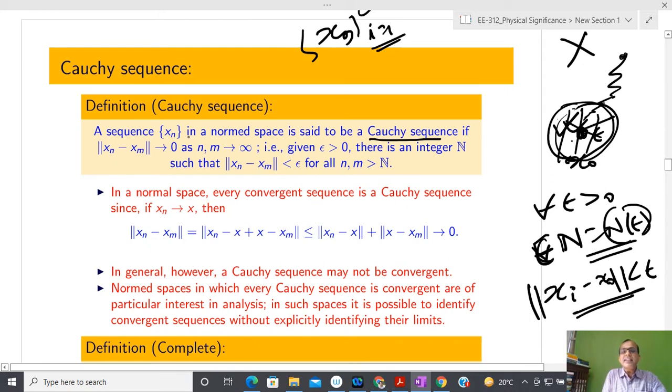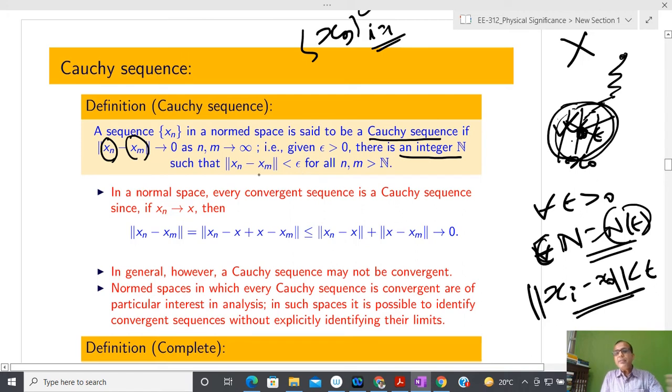So a sequence xn in a normed linear space is said to be a Cauchy sequence if the norm of xn minus xm tends towards 0 as n and m tend towards infinity. Now you can see that I am not involving any limiting point. I take two arbitrary indices n and m, increase them up to infinity, and if it is a Cauchy sequence, it is possible to show that there exists some n such that the norm of xn minus xm is less than epsilon.